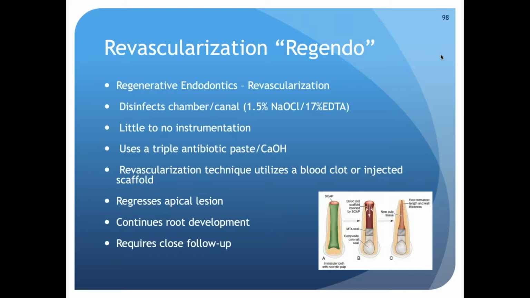We're just trying to get bleeding, because that bleeding is going to make a scaffold for those mesenchymal cells to create a new pulp. There's a triple antibiotic paste that they use, that they place in there repeatedly until we get resolution of a lesion, and hopefully get continued root development. So these have to be followed up a lot.